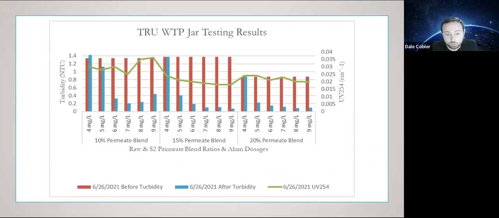This figure displays all 3 of the jar tests that were completed. The red and blue bars are the turbidity values, as noted by the scale on the left side of the graphic of the jars, both before and after the total 2 hours of settling time.